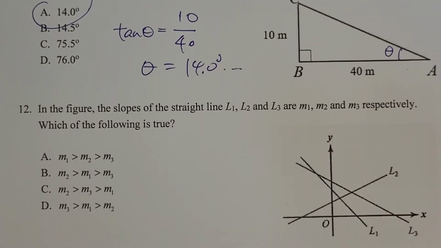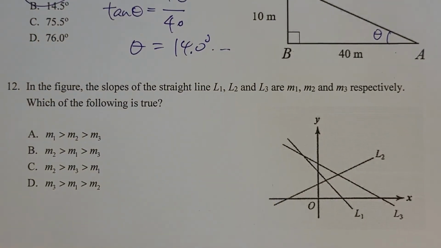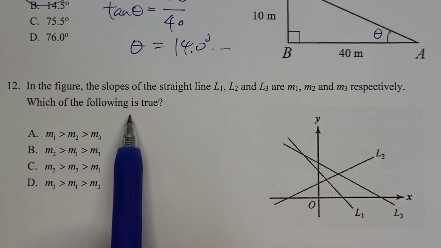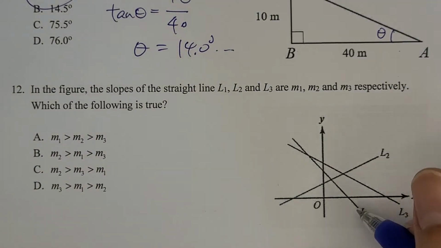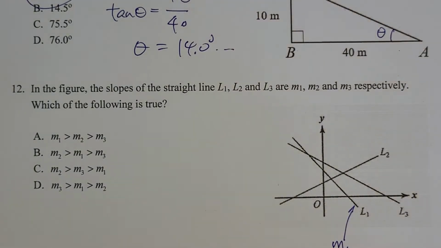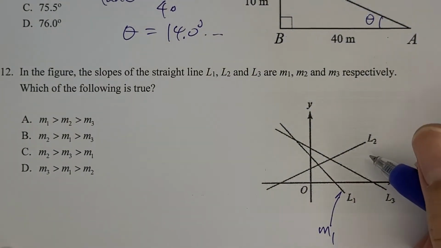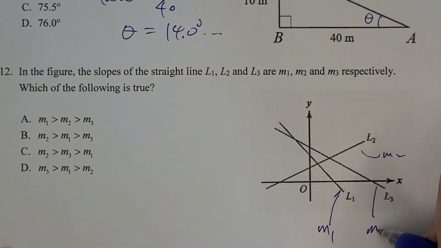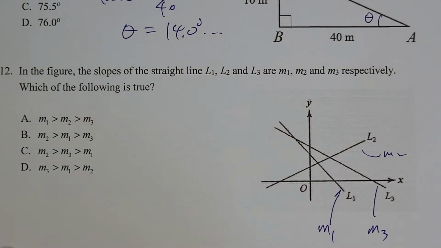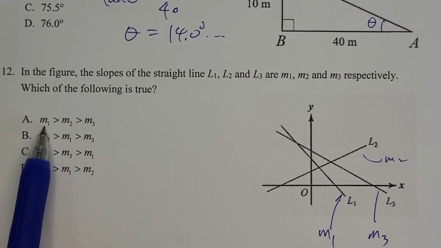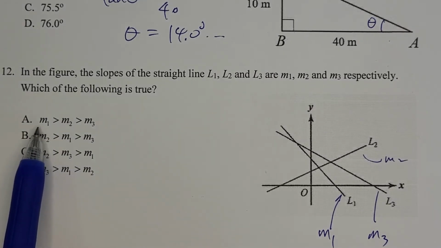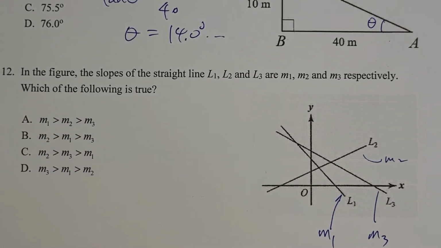And go to question number 12. For these three straight lines, the slopes of the straight lines L1, L2, L3 are M1, M2, and then M3, respectively. Which of the following is true? You need to arrange them in descending order, from the largest to the smallest. How do we do this?